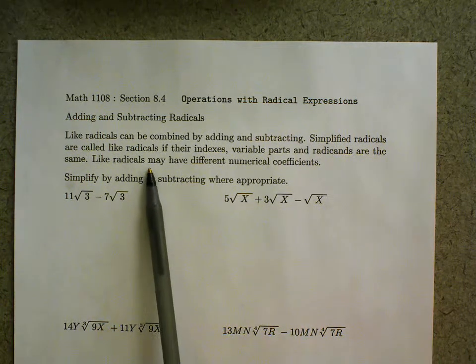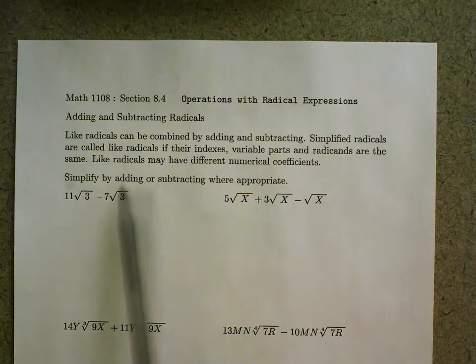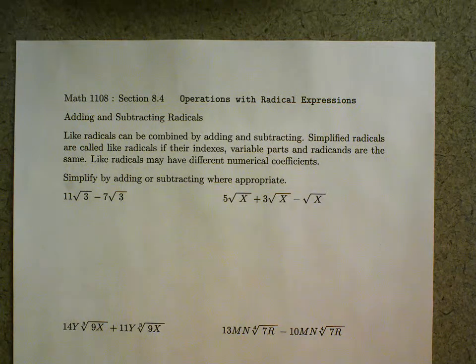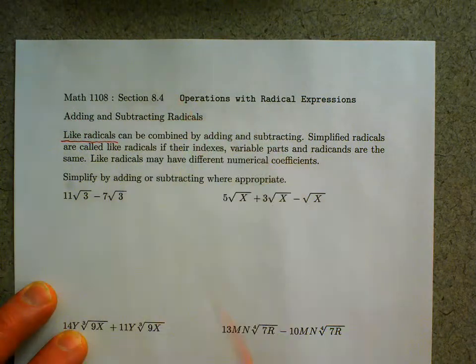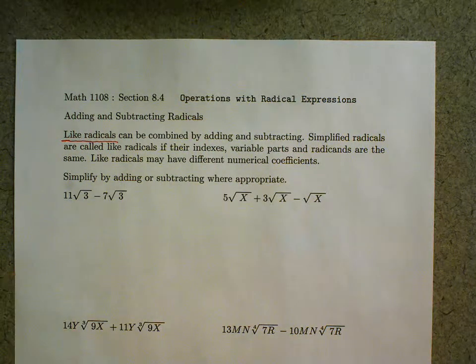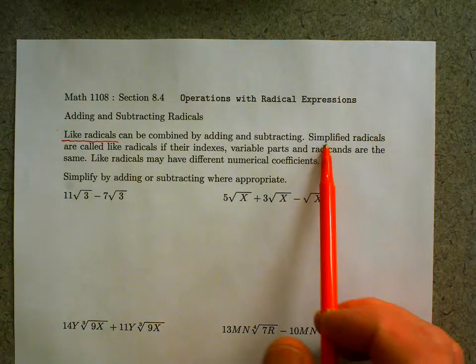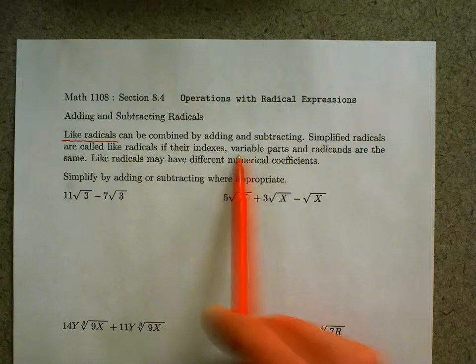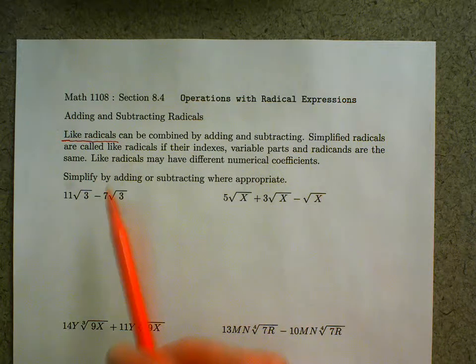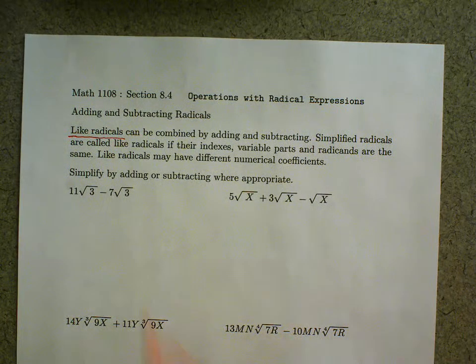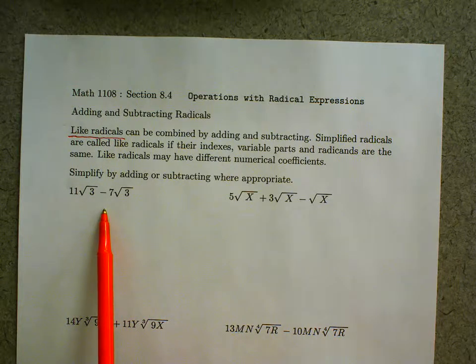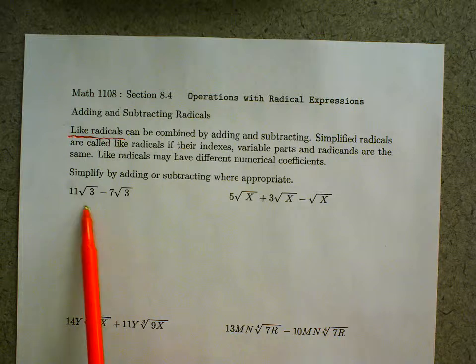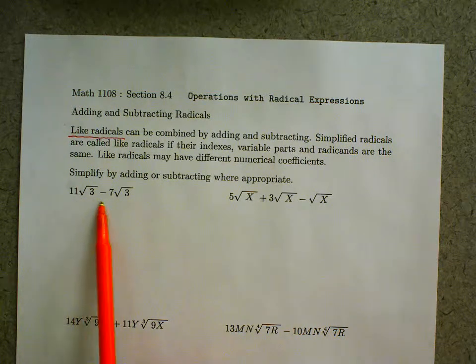First, we talk about adding and subtracting radicals. Like radicals can be combined by adding and subtracting. The concept of a like radical is similar to like terms. Simplified radicals are called like radicals if their indexes, variable parts, and radicands are the same. Like radicals may have different numerical coefficients. When we simplify by adding or subtracting, we first want to make sure that the radicals are as simplified as they can be.